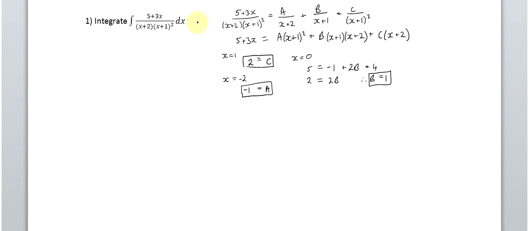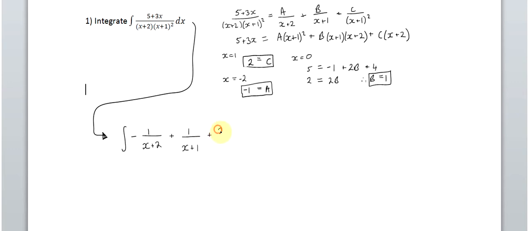So, let's go there. We know who likes doing arrows, don't we? There we go. Right, so this integral is the equivalent of A is -1, so it's -1 over x plus 2, B is +1, so it's +1 over x plus 1. And C is positive 2, 2 over (x plus 1) squared with respect to x. Okay, so that's the first bit.